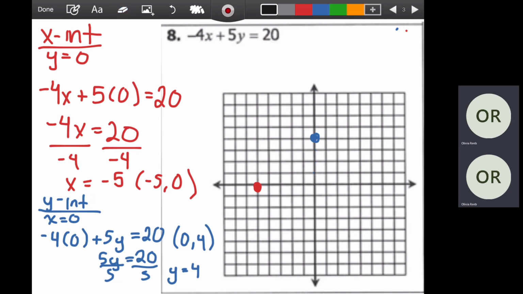And now I can just connect the dots with a straight edge. Boom. There's my line.